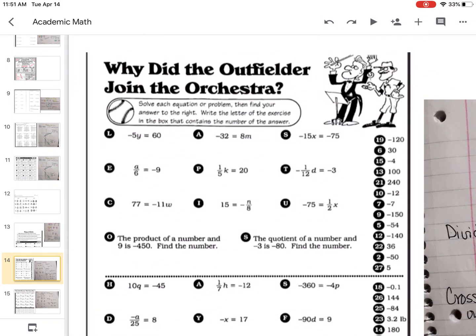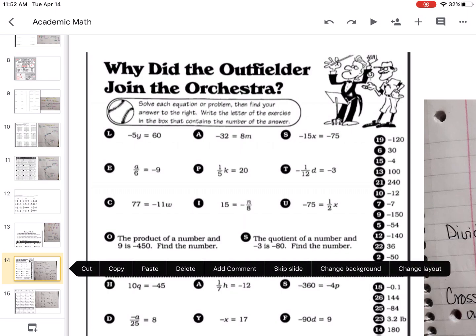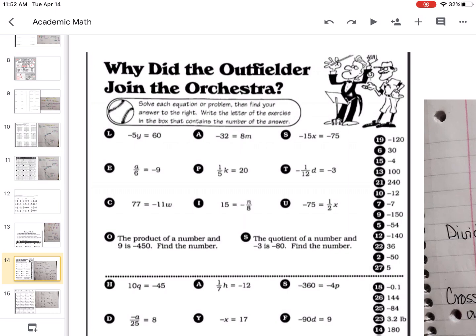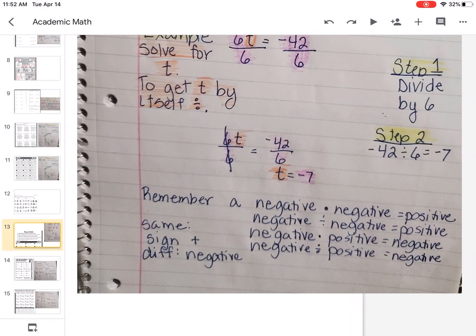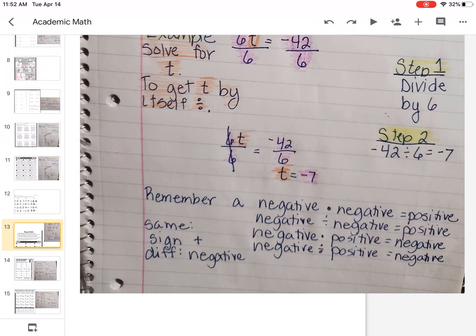Okay, so this one is more of the same thing, except it's getting more complicated. The first one is -5y equals 60. If we go back, we have an example of that, I believe, over here. 6t equals -42 is an example of that type of problem.